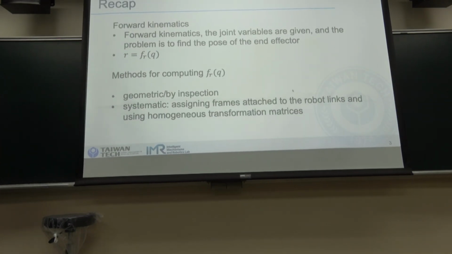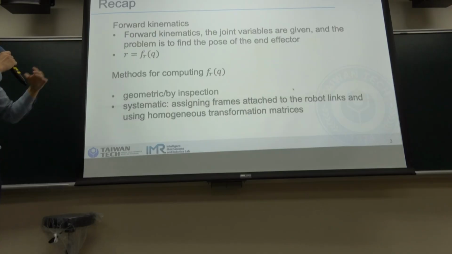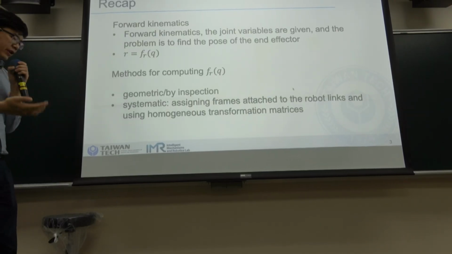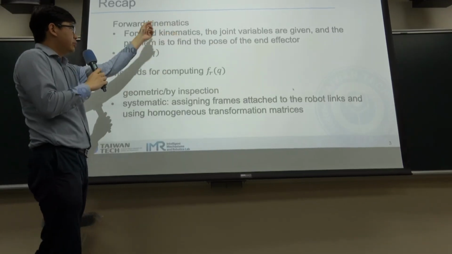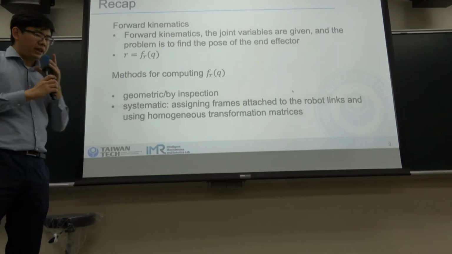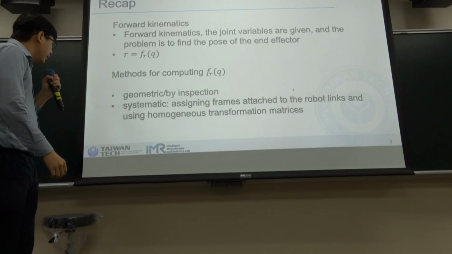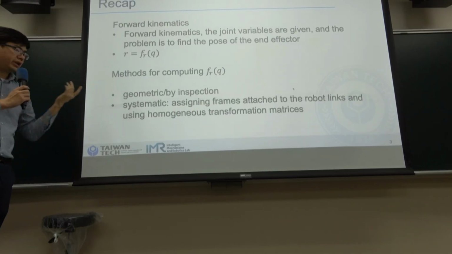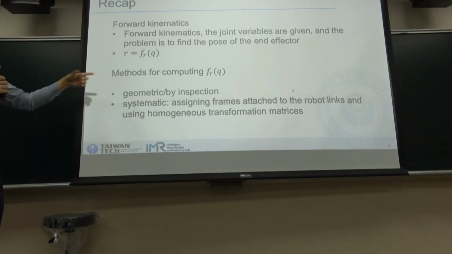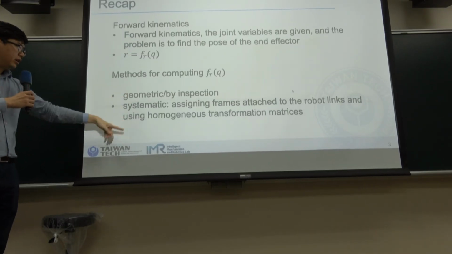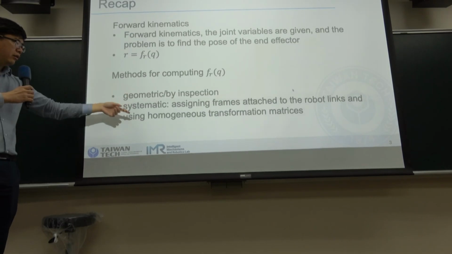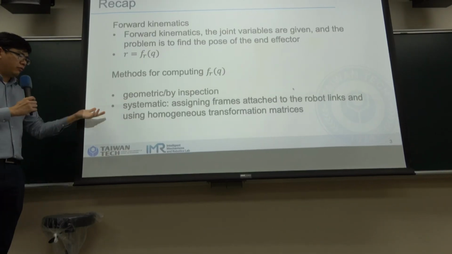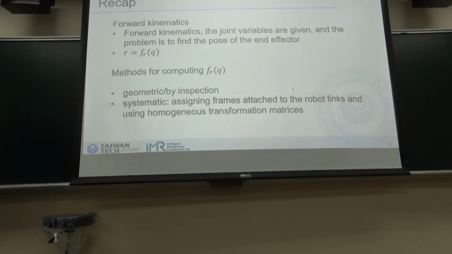Just for recap, what is the forward kinematics? The forward kinematics is transferring the joint variables to the pose of the end effector. And the method for computing the forward kinematics can be geometric or through the homogeneous transformation matrix, which we taught last week, is the DH method.